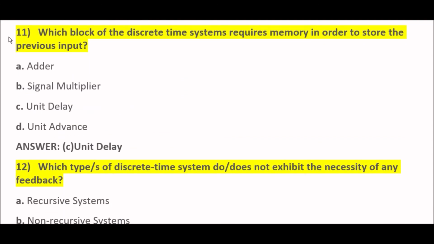Next question. Which block of the discrete time systems requires memory in order to store the previous input? Option A, adder. Option B, signal multiplier. Option C, unit delay. Option D, unit advance. Correct answer here is option C, unit delay. Okay. Unit delay block of the discrete time systems requires memory in order to store the previous input. Next question.